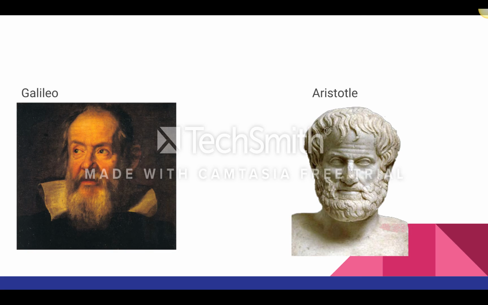Now we'll be talking to you about 3 scientists, Galileo, Aristotle, and Newton. Aristotle and Galileo realized that depending on the weight of the object that is falling, it may begin to fall faster or slower.